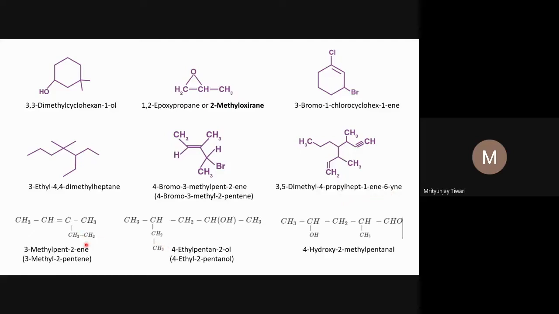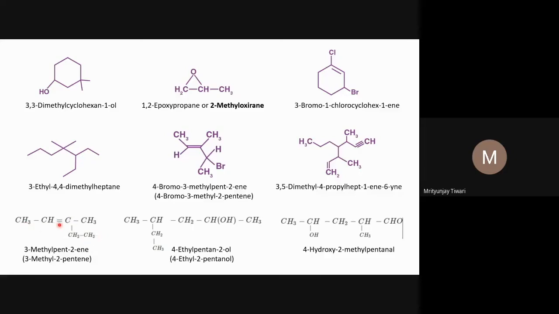Now this compound, which will be the longest chain, the principal chain? This chain: 1, 2, 3, 4, 5. So this chain will be the longest chain and not this one, because this one contains only 4 carbon atoms. So we'll do the numbering from this direction, because the double bond you get at the second position. If you do the numbering from here, you will get the double bond at the third position, so the numbering will be done from this direction.